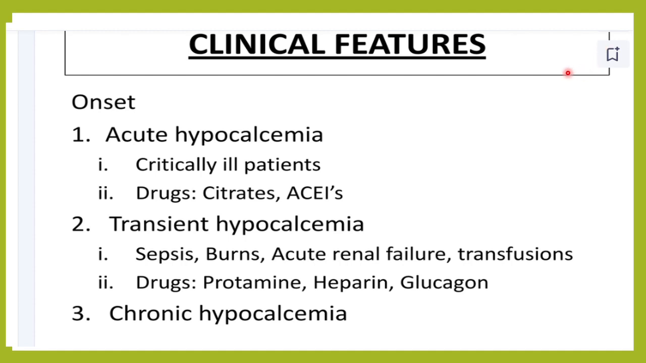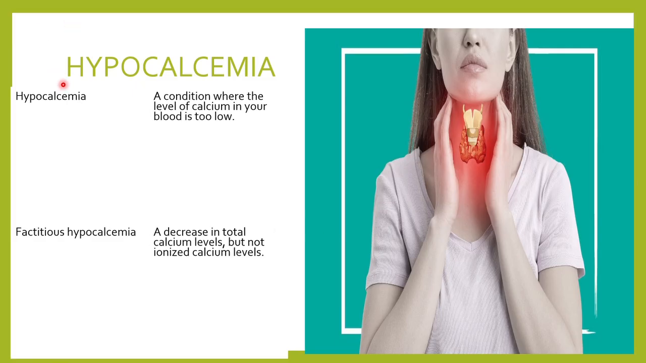So the clinical features of this hypocalcemia will depend on whether it is an acute hypocalcemia, like which occurs in critically ill patients when they have been given drugs like citrates, etc., or it is transient hypocalcemia. There has been an acute renal failure, there has been a transfusion, there has been a sepsis, there has been a drug given, which could be transient hypocalcemia, or whether it is a chronic hypocalcemia. So the symptoms will depend whether it is acute, transient, or chronic hypocalcemia. So hypocalcemia is a condition when the actual level of calcium is low, below the normal range.